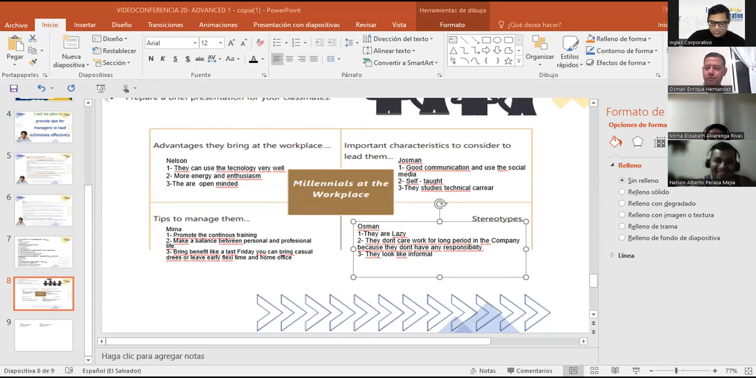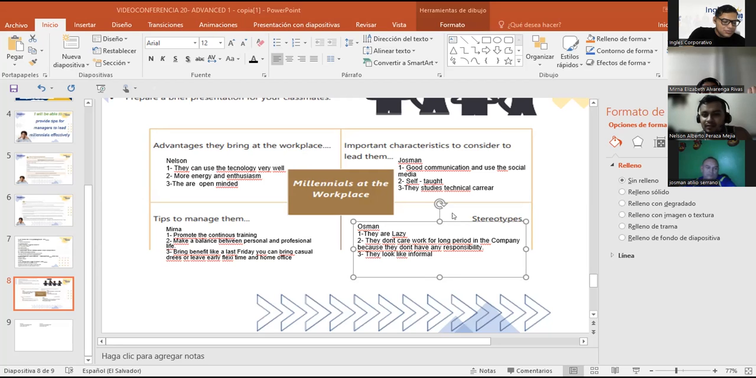Advantages they bring to the workplace: millennials can use technology very well because they were born in the generational change. It's an advantage for them. Number two, they have more energy and enthusiasm. And number three, they are open-minded, because they think that there is another way to do something.